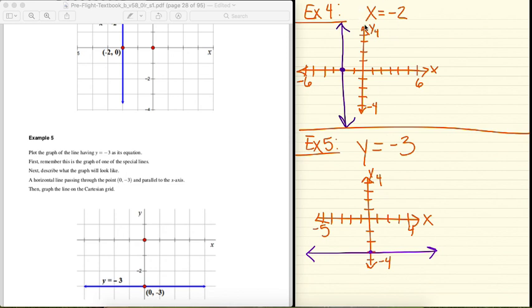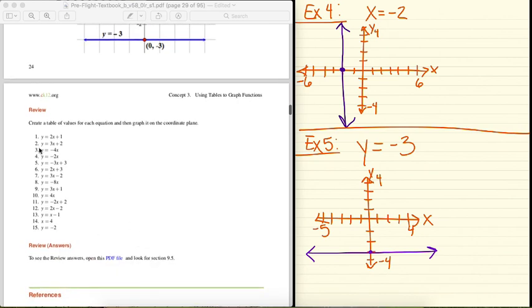I know vertical and horizontal lines are kind of abstract because there's no input-output values, but what you need to be looking for is what are they telling you x or y is equal to? You go to that point on the x or y axis, and then you draw a line going straight through that point.